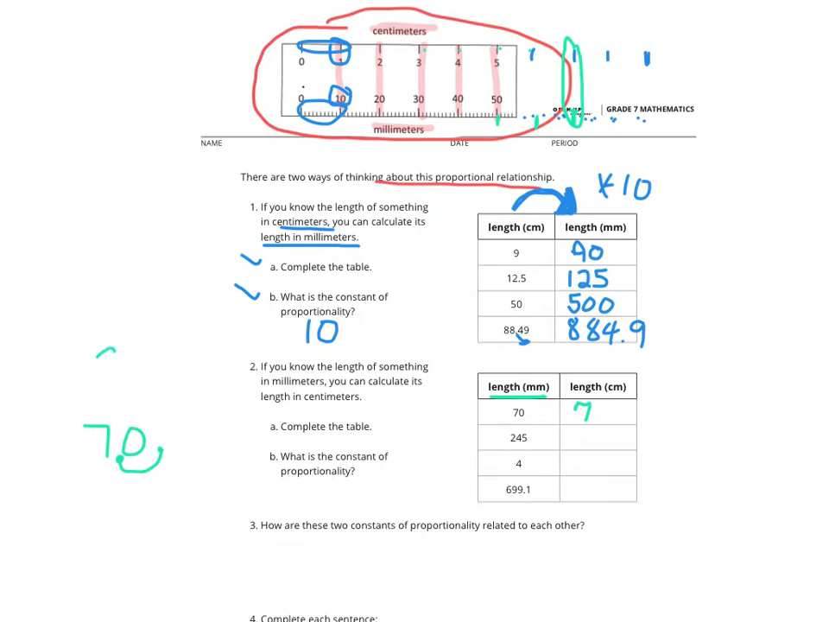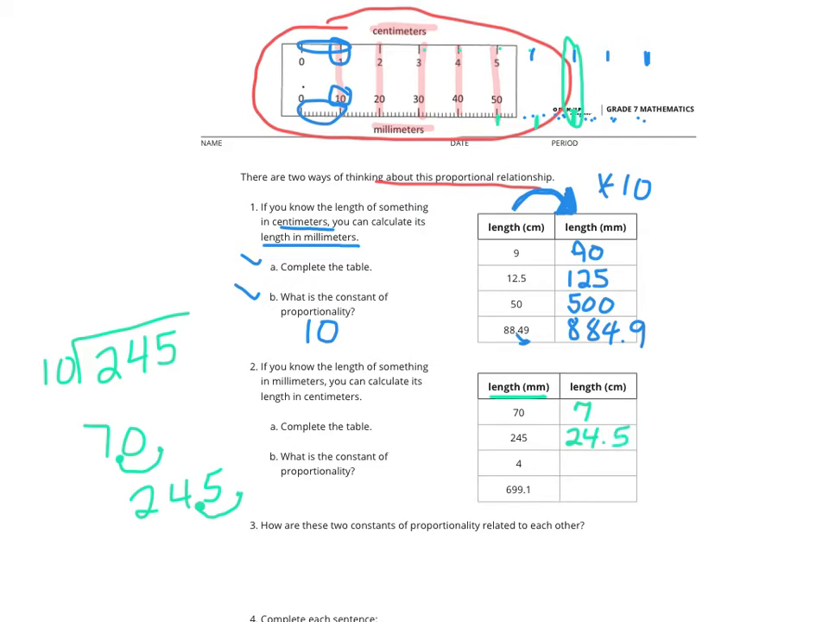So how could I change that next one? 245 millimeters. I could divide by 10. I could do it longhand. I could use my calculator, or I could know that 245, the decimal is here, and if I divide by 10, it's now going to be here.